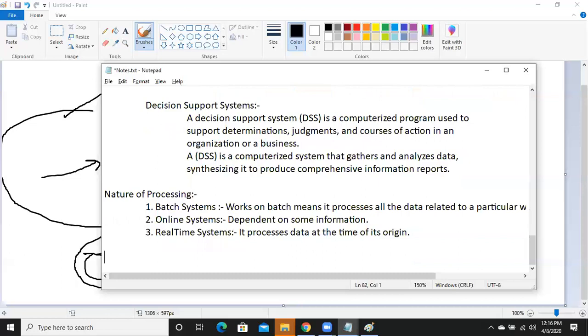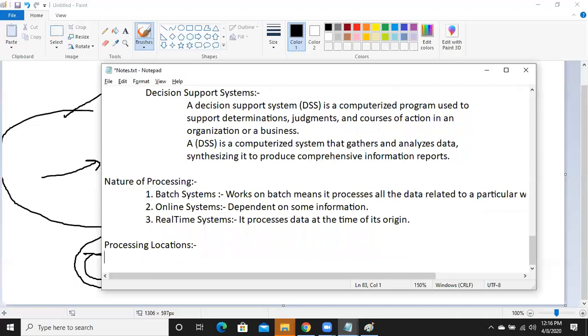Okay, the next topic is processing location. We have just two more topics left, and these are very small topics, not necessary to take a dedicated class for. One is processing location and another one is degree of integration.